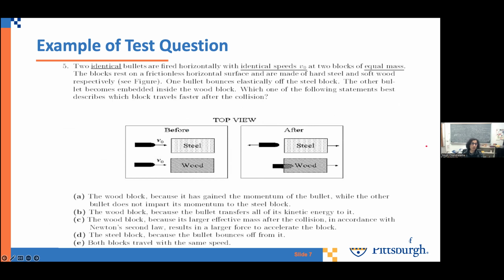Okay, here I'm showing an example of a momentum question, where you have a bullet going at the same speed. In one case, it gets lodged into a wood block, and in the other case, it bounces back elastically. And the question is asking in which of the following cases the block will travel faster. The correct answer here is D for dog, the steel block, because the bullet actually bounces off from it. So it transfers more momentum, because momentum is a vector. I think what is really challenging about this question, this is also an extremely difficult question, is that momentum is a vector, and that vector nature of momentum and how the momentum gets transferred to the block is extremely difficult for students.